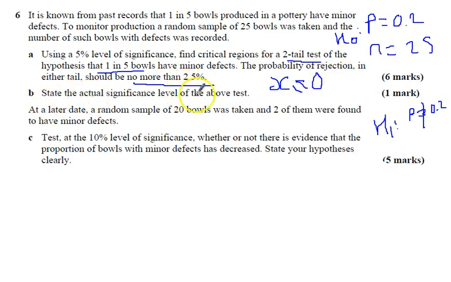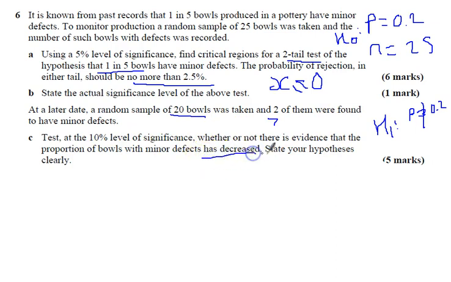State the actual significance level, just like in question 3, whatever those two probabilities are. I can't remember what they were, but go and get them again, add them together. That one is tick. At a later date, a random sample of 20 bowls was taken, and 2 of them were found to have minor defects. Test at a level of 10% significance whether or not there is evidence the proportion of bowls with minor defects has decreased.